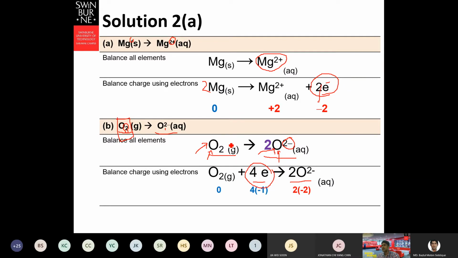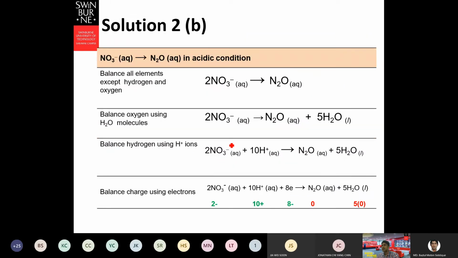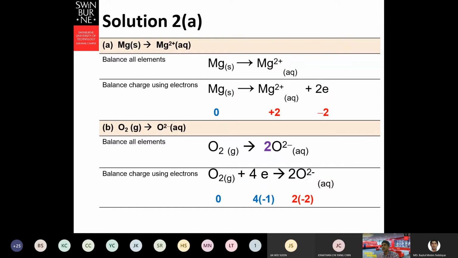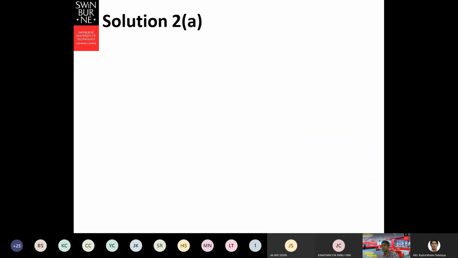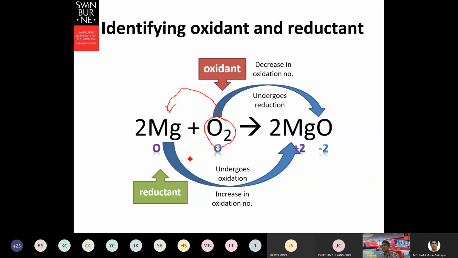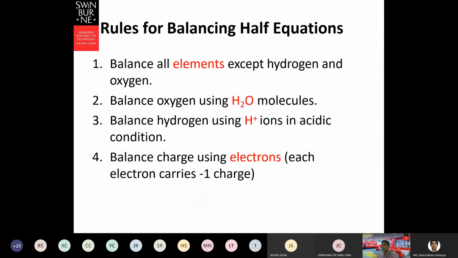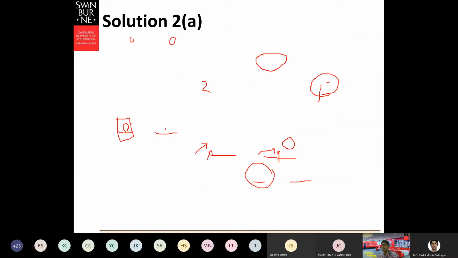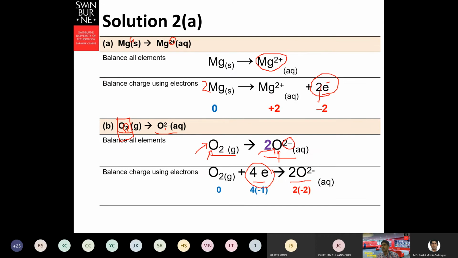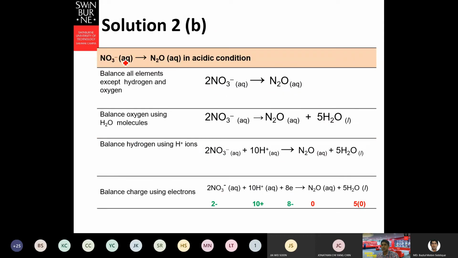What is the reaction? Here: 2 magnesium and oxygen producing 2 magnesium oxide. So this is the reaction. In this way, it is balanced. Okay. Now go to the other one.